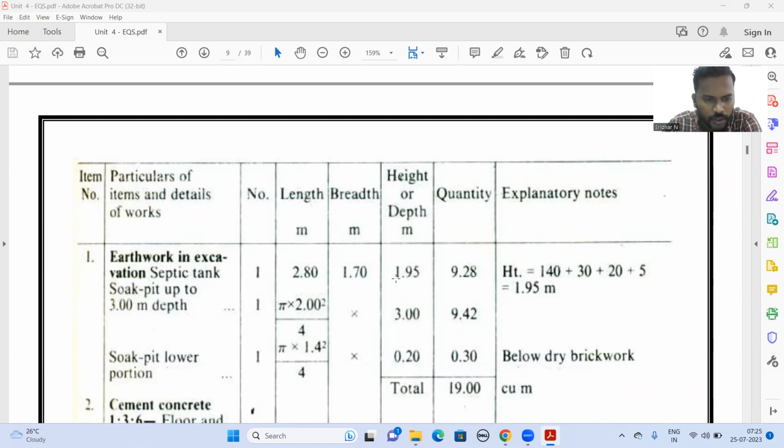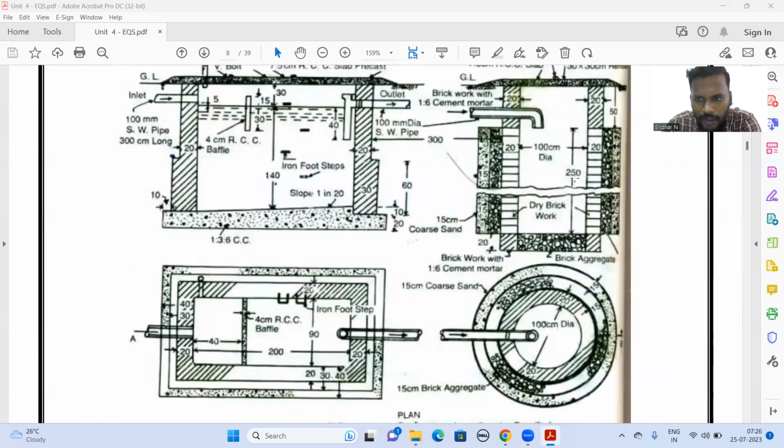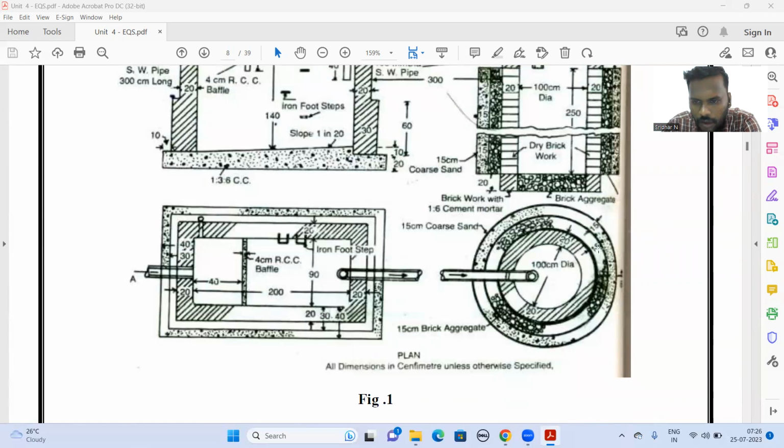Similarly, we want to go for the soak pit portion also. First we considered the septic tank portion. Next, we want to go for the soak pit portion. For the soak pit, again we want to derive the quantities for the upper portion and lower portion. If we consider the upper portion, that is 3 meter, that is 250 mm plus 50 mm on top, so totally it will be 300 mm. That also may be called 3 meter. And the bottom portion is 20 mm. For the top portion we want to calculate the quantities, and for the bottom portion also. If we consider the total diameter, around 30 centimeter, here around 30. So 30 plus 20, 50.